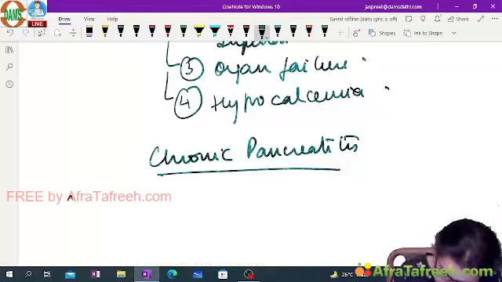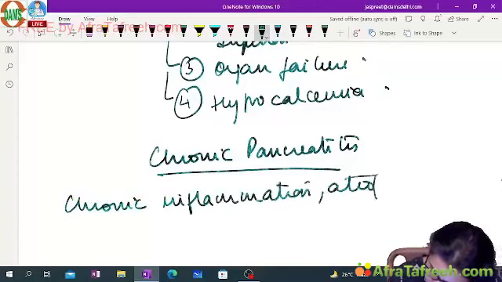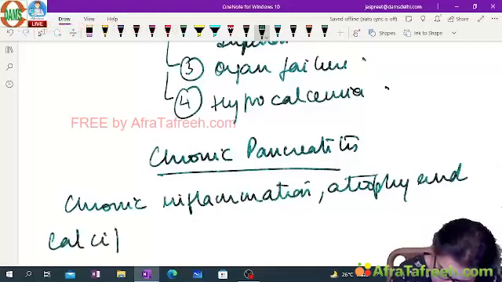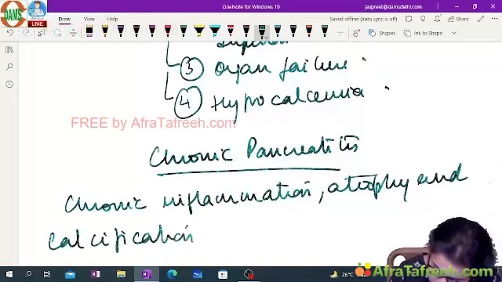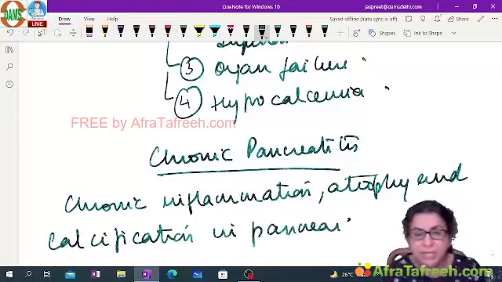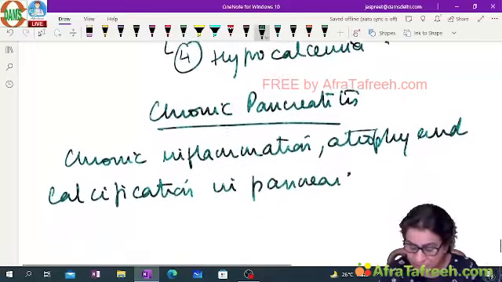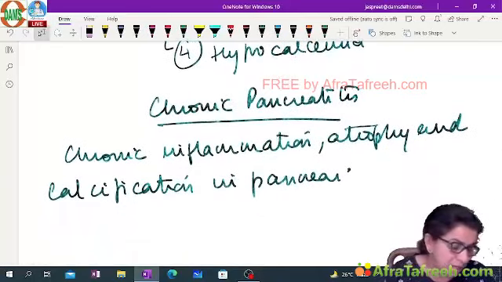So in chronic pancreatitis, what do you see? You see chronic inflammation, atrophy, and calcification in the pancreas. Inflammation will damage the pancreatic acinar cells. The pancreatic tissue will become atrophic, and calcification will occur.